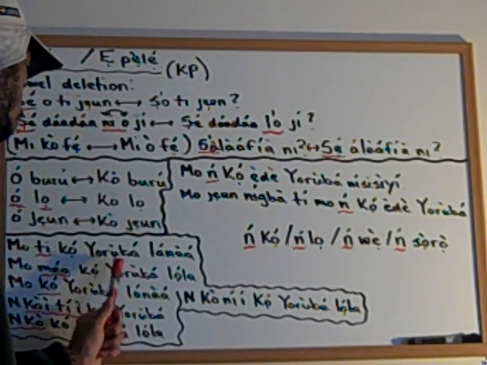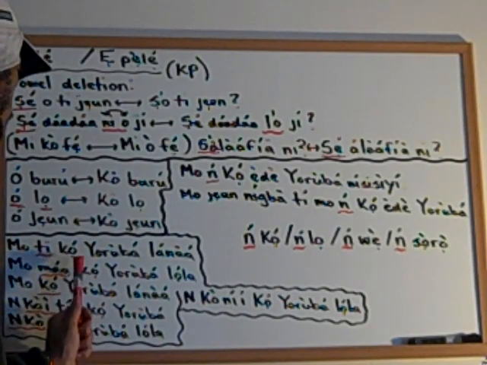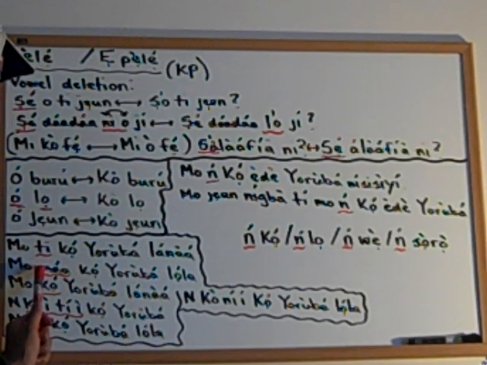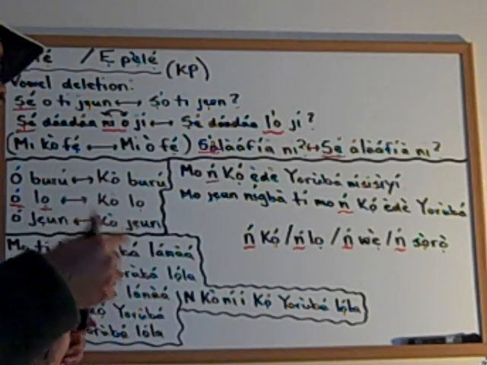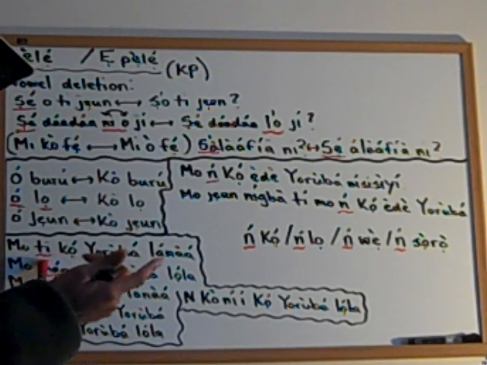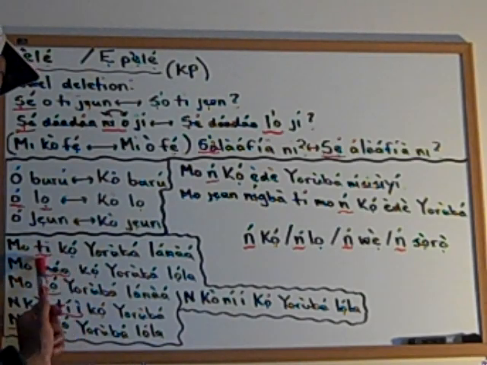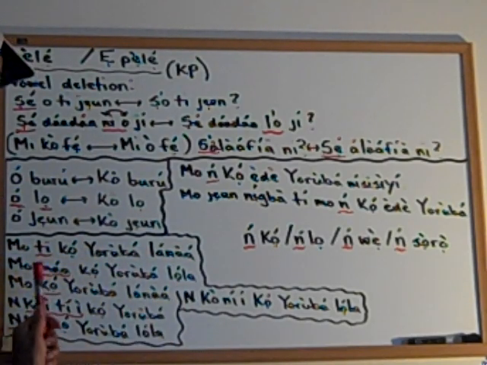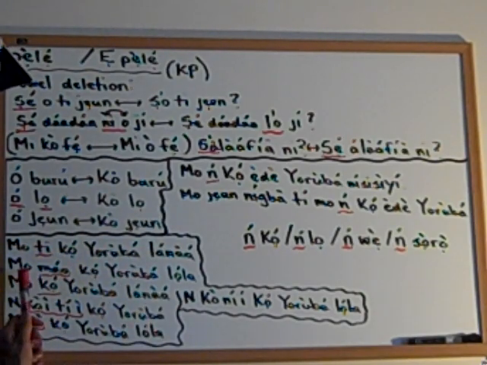So this one is Mo ti ko Yoruba lana. Mo ti ko Yoruba lana. So this ti here is like I have done something. So I have studied Yoruba yesterday. So ti, I have. So as you can see, the grammar is not that bad. Mo ti ko Yoruba lana. All right, next one.